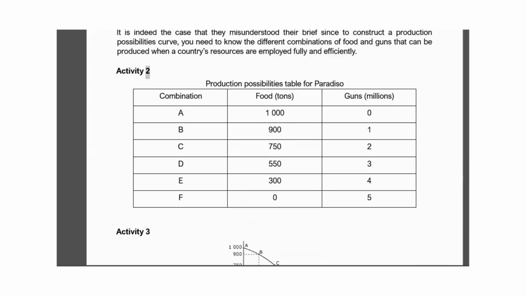Activity 2. Production possibilities table for Paradiso. Combination. Food, tons. Guns, millions.